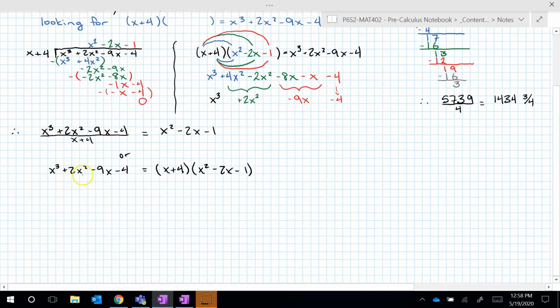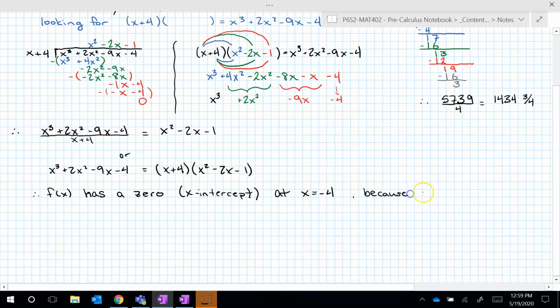So if f of x is this, this tells me that f of x must have a zero, or x-intercept, at x equals negative 4, excuse me.